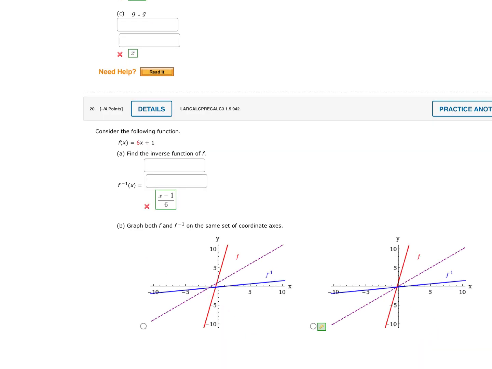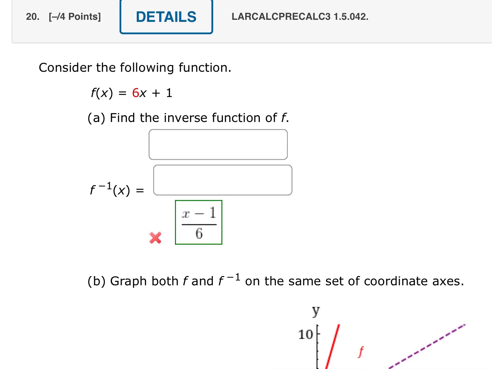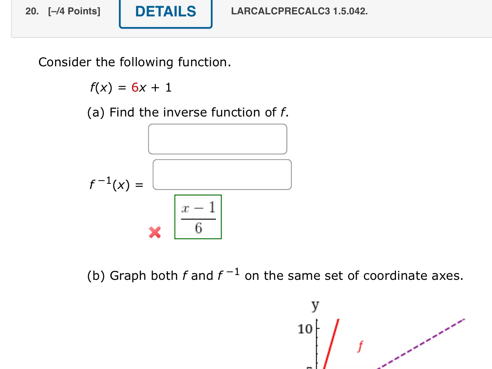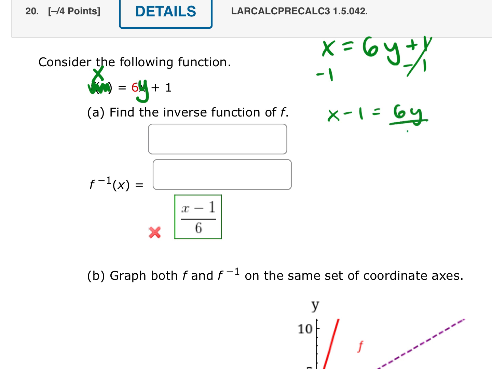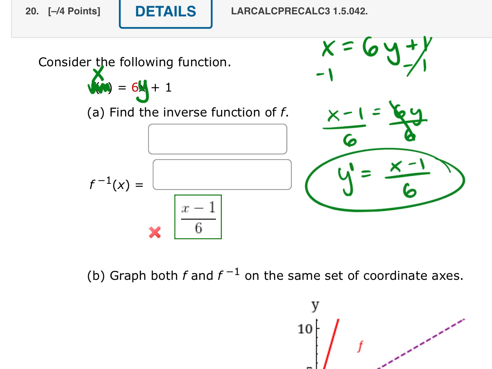Let's find the inverse function. So for 20, to find the inverse, switch your x and y and then solve for your new y. So f of x is just a fancy way of saying y. So we're going to make that x, and then x is going to become y. So we have x is equal to 6y plus 1, and we solve for y. So subtract 1 on both sides. x minus 1 is equal to 6y. Divide by 6. So y is equal to x minus 1 over 6. And that's our inverse.